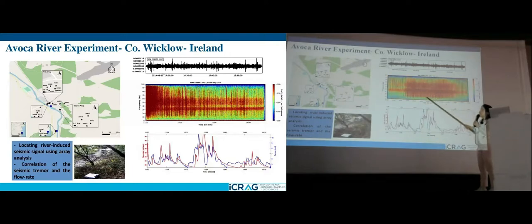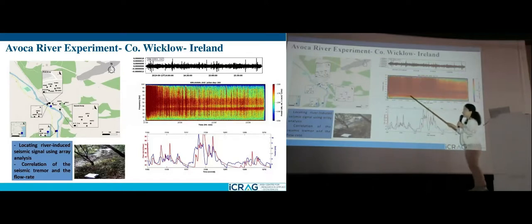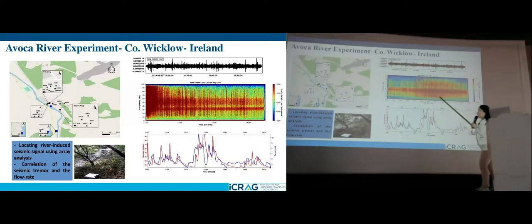And this is the spectrogram of the monitoring station over a period of 1.5 months. Unfortunately, during our deployment, there was a construction site nearby, and as you see, the data is heavily contaminated by cultural noise, and sometimes it's hard to find that persistent signal between 11 and 14 hertz that belongs to the river and flow-induced seismic signal.